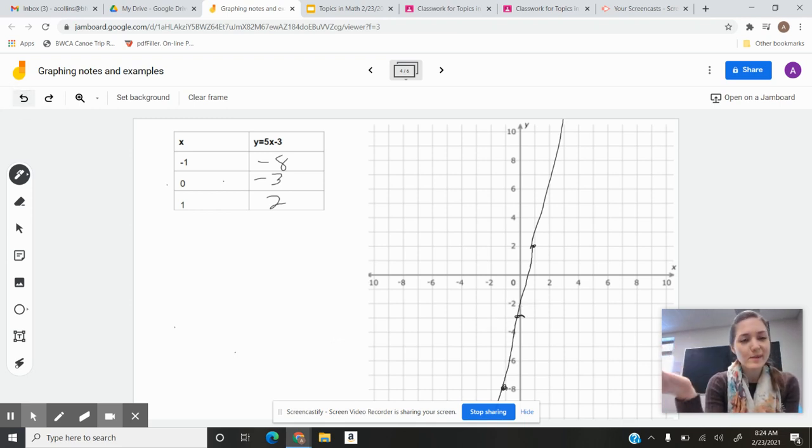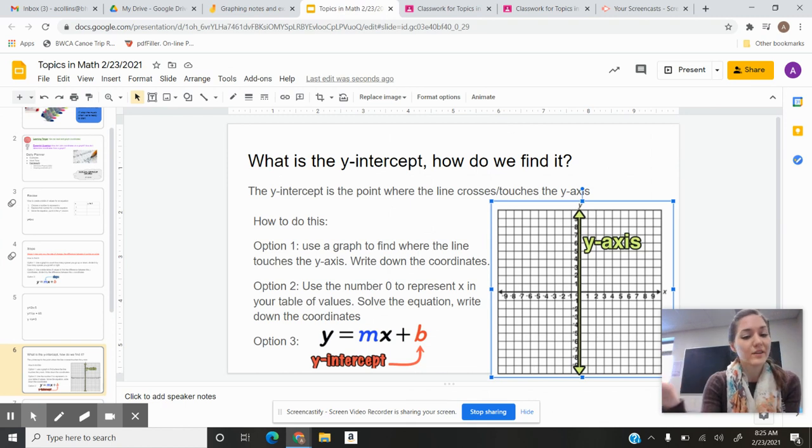All right, let's say that you don't have a graph and all you have is this table of values. You would just put 0 in for x, and whatever your answer is would be your y-intercept. And that one's kind of easy too, especially if you already have 0 in your table of values. Lastly, here is another easy way to find the y-intercept.